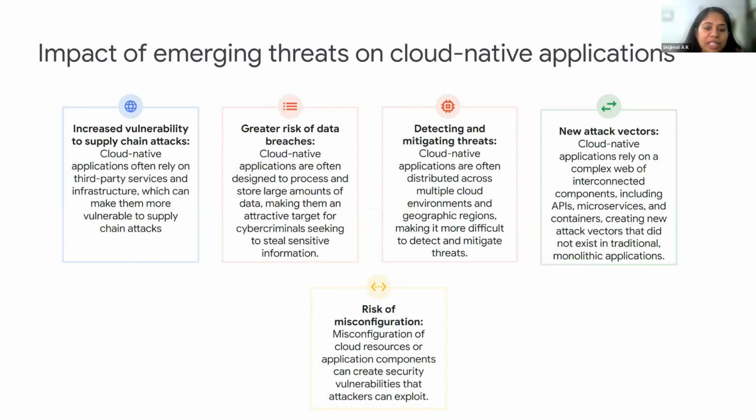Next is detecting and mitigating threats. Often, cloud native applications are distributed across different clouds. Many customers adopting cloud are not limiting themselves to a single cloud. Most of the customers I talk to as a cloud specialist will have their footprint in a couple of clouds. It's not just Google Cloud. So it becomes very difficult to manage such an environment. You may have security controls in place, but you may not be able to look into the effectiveness of that in all the different cloud environments.